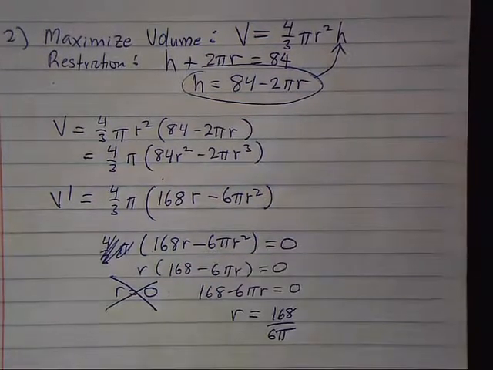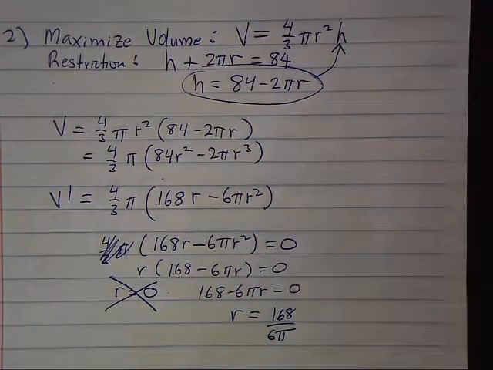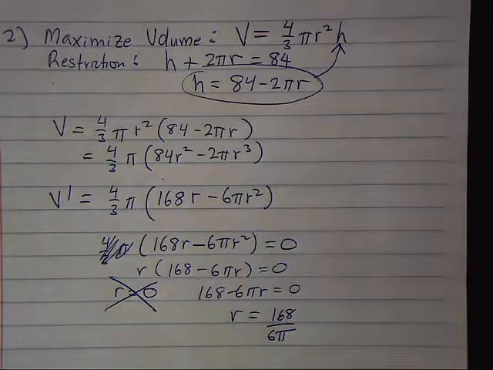I've got to cross out r equals 0. r equals 0 is not a critical number. Can you have a cylindrical box with a radius of 0? No, 0 is not in the domain of this problem. So we really only have one critical number, 168 over 6 pi. What's left to do?